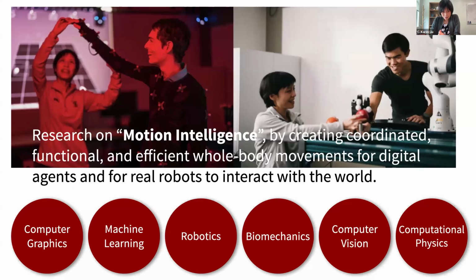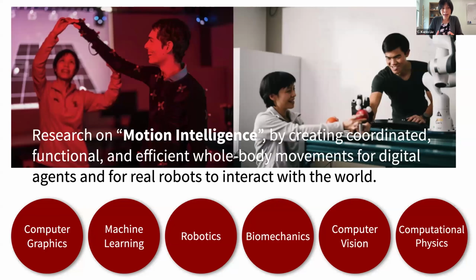A little bit of background about myself. I'm a computer scientist. My research interest is at the intersection of computer animation, robotics, machine learning, and of course, biomechanics. I lead this lab, we call it the Movement Lab. We're interested in studying motion intelligence by recreating or modeling coordinated, functional, and natural human movements for digital agents, and also for real robots interacting with the world.